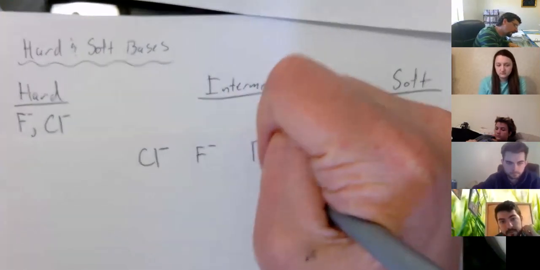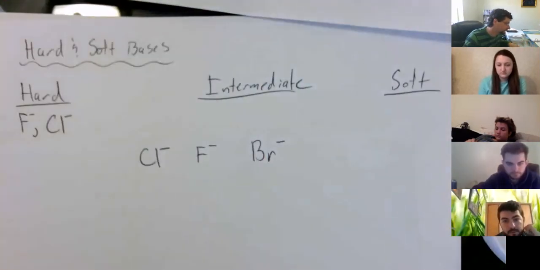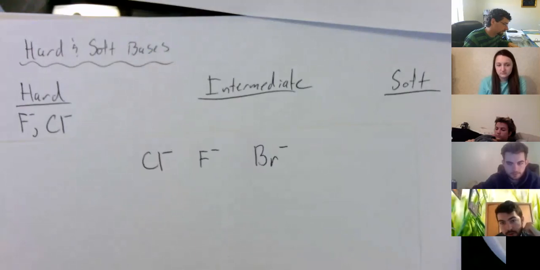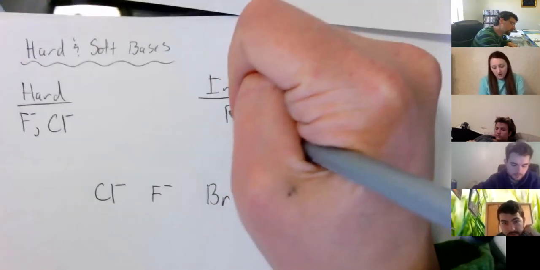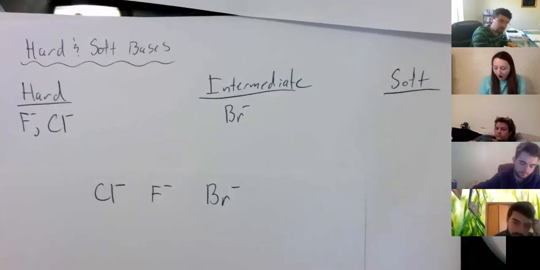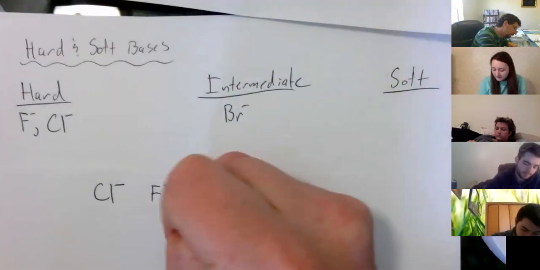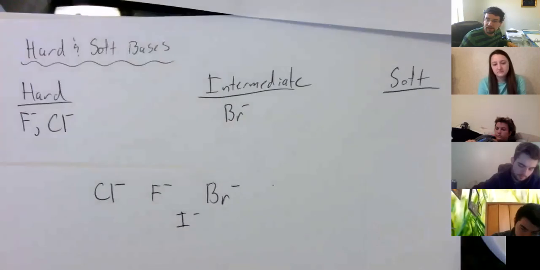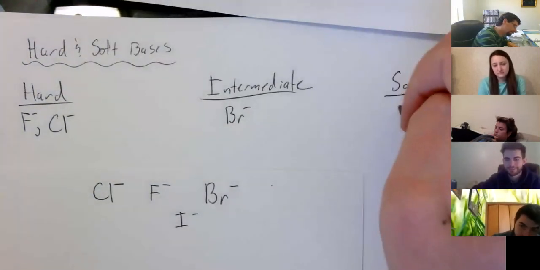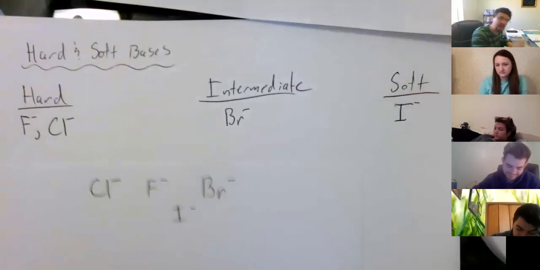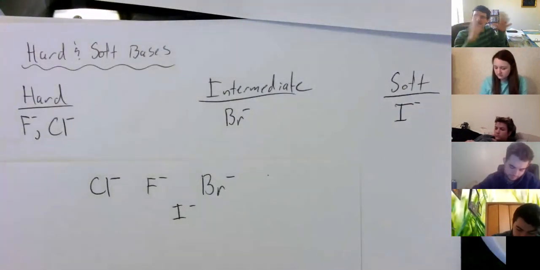What about Br minus? Probably hard as well. Starting to get easier. Easier. We're going to put this one in the intermediate. What about I minus? Probably soft. Yep, it's soft. It's big. There's a lot of electrons, easy to shuffle around.